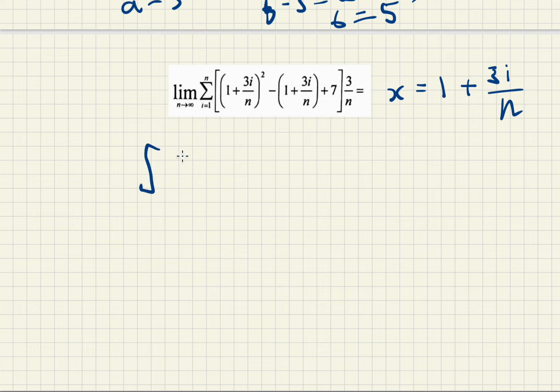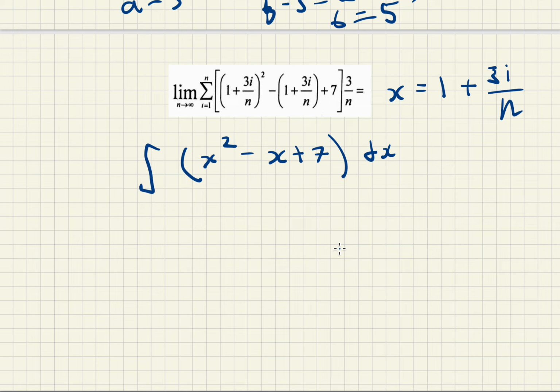Okay, so now all we do is replace 1 plus 3i over n with x in our definite integral. So forget about the bounds for right now. x squared minus x plus 7. Very similar to our last question. And dx.